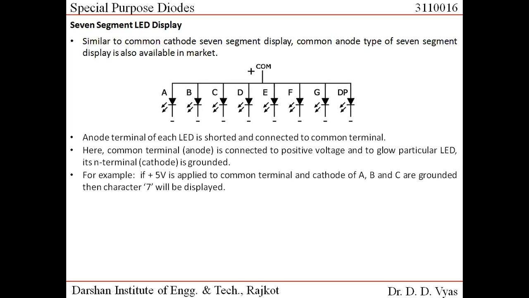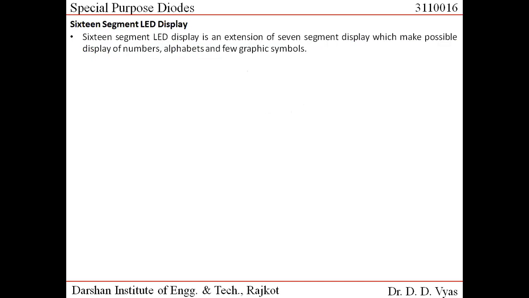So in 7-segment LED displays, we primarily have two varieties. One we call common cathode 7-segment display and another is common anode 7-segment display. And the working logic for both the displays would be different. Right? From this, let us move to the next type of LED display, which we call the 16-segment display.